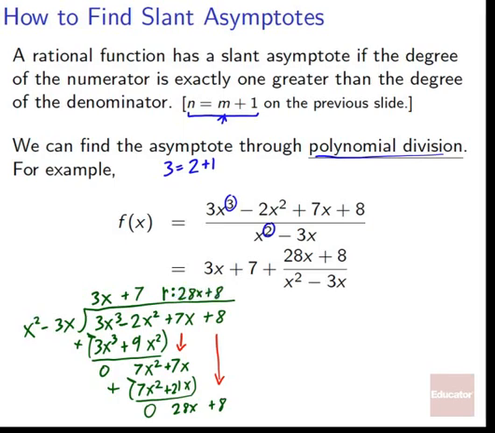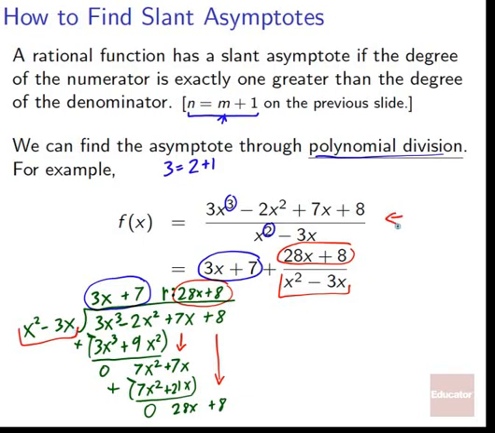And so notice how these are the same thing. 3x plus 7 is what we got as the result, and then plus our remainder, 28x plus 8, divided by what we started off doing our division with. So that's how we get polynomial division, and indeed 3x plus 7 plus the quantity 28x plus 8 divided by x squared minus 3x is what our initial rational function is equal to.